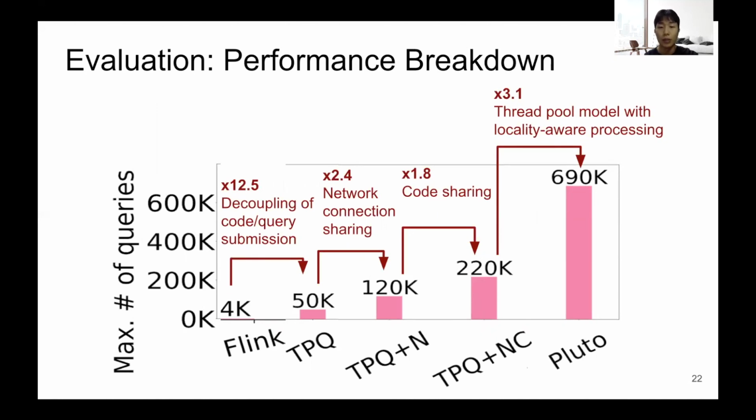Here, TPQ is an optimized Flink where query submission and code registration are decoupled. Therefore, comparing it with Flink shows the benefit of decoupling of code and query submission. Comparing TPQ plus N with TPQ shows the benefit of network connection sharing. And comparing TPQ plus NC with TPQ plus N shows the benefit of code sharing. Finally, comparing Pluto with TPQ plus NC shows the benefit of the thread pool model with locality-aware processing.